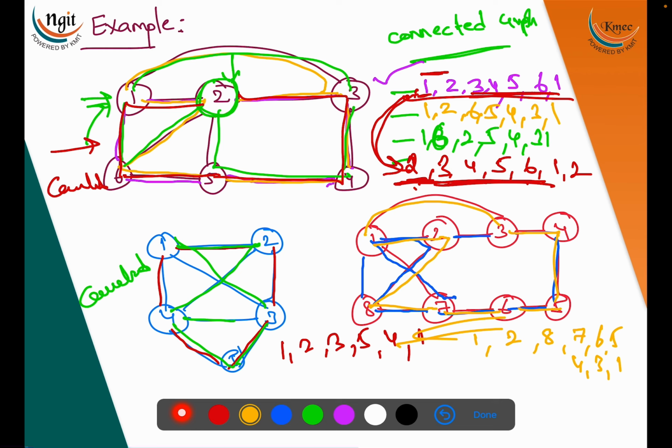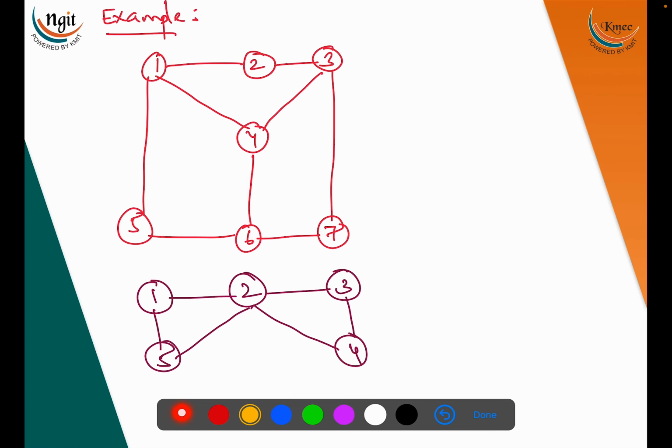So all these three graphs are what? Connected graphs. That's what you were able to see: Hamiltonian cycles. Now let's see, this is one of the graphs. And this graph is what? Can you generate any Hamiltonian cycle from this graph?